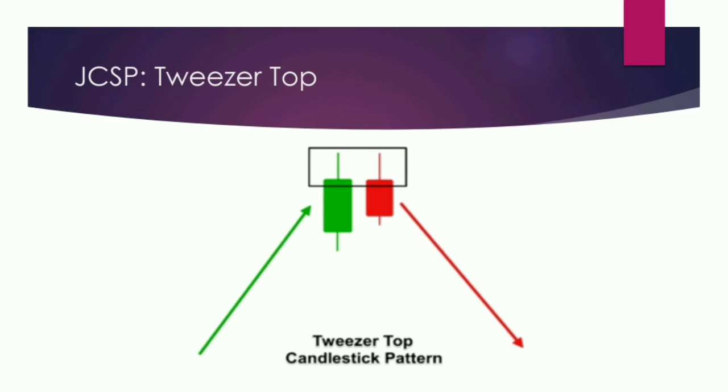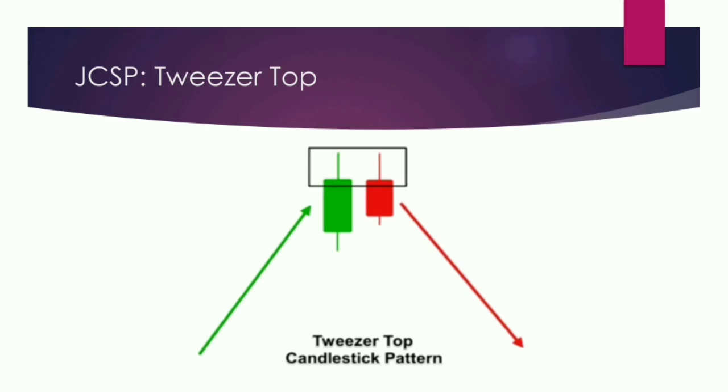The final pattern that we will go into is tweezer tops and tweezer bottoms. That's just as tweezers look. We have those wicks, and the body of the candle are usually equal where the end of the candle is. So at the top you have a tweezer top where the body and the wick meet, it's usually equal in price.